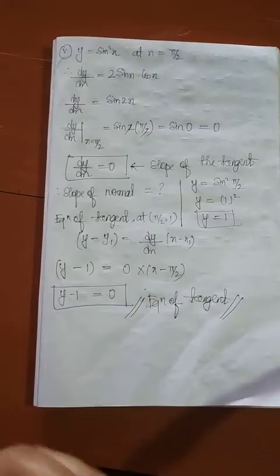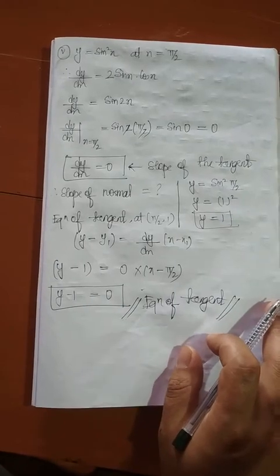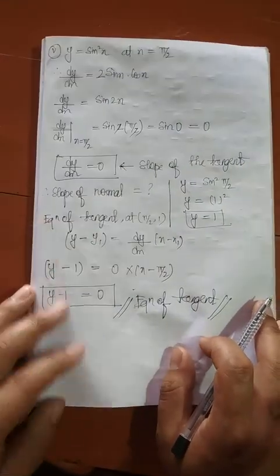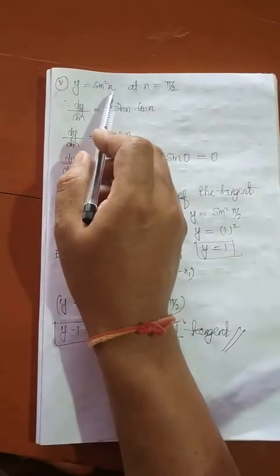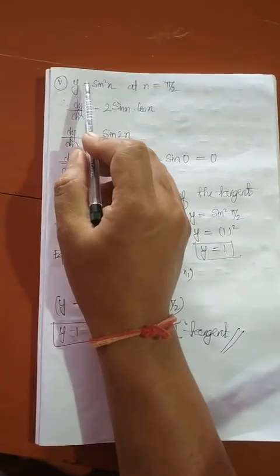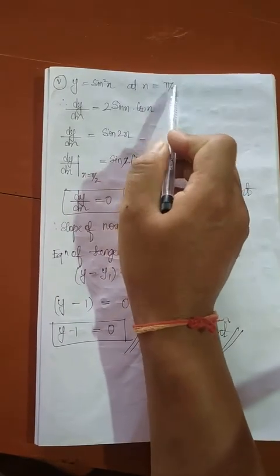So pause the video for the note. Okay, 14 part 1 I've done, part 2, part 3 and part 4 are similar. I'm straight away jumping to number 14 part 5. Okay, y is equals to sine square x, trigonometric function given to us, and we need to find the equation of a tangent at x is equals to pi by 2 and equation of normal at x equals to pi by 2. So we start with the slope first.